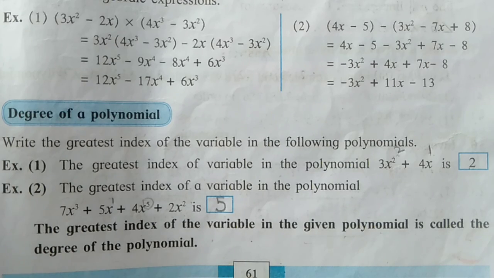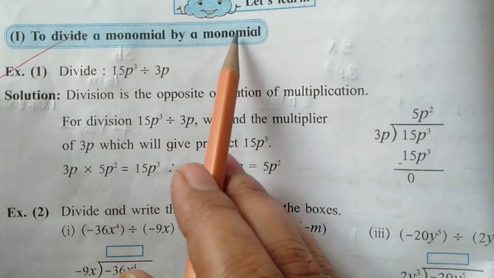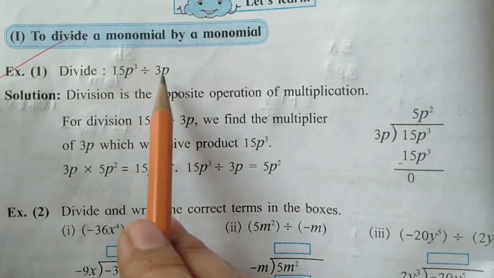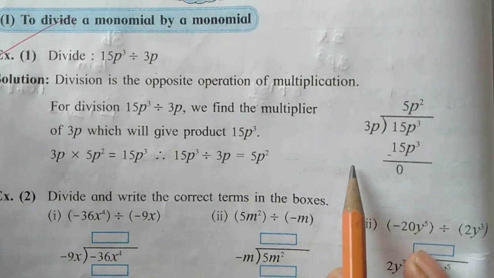Very simple. Now the next topic is to divide a monomial by a monomial. First example is 15p cube divided by 3p. See the solved example here.